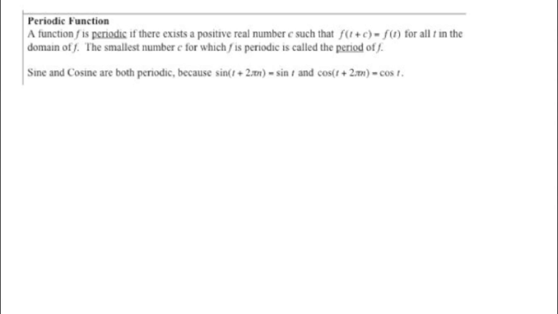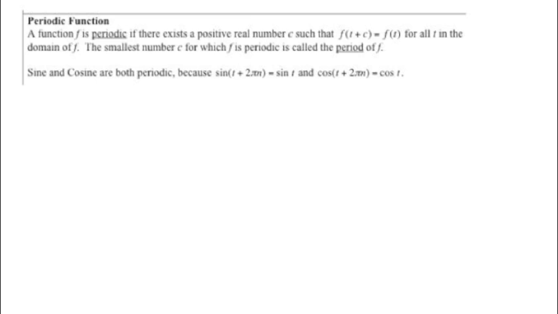A periodic function. Let's read this first. So a function is periodic if there exists a positive number c such that f of t plus c equals f of t for all t in the domain of f. The smallest number c for which f is periodic is called the period of f. What that means: if a function repeats itself again and again, we call it periodic. The smallest interval on which it is unique is the actual period.